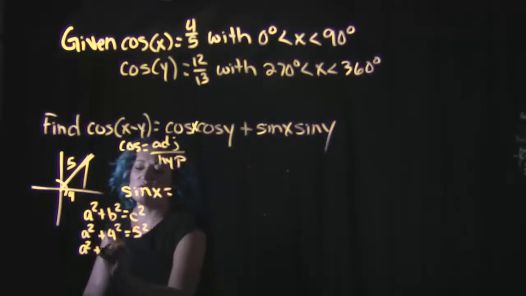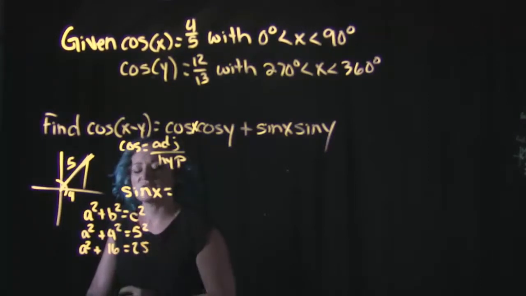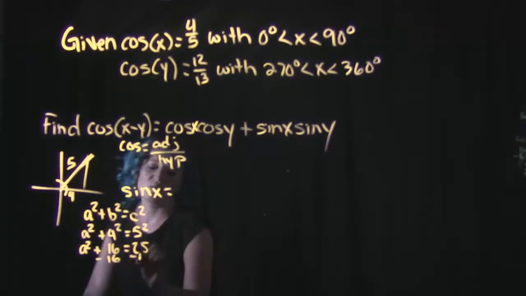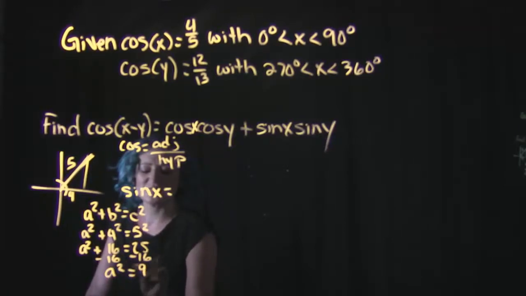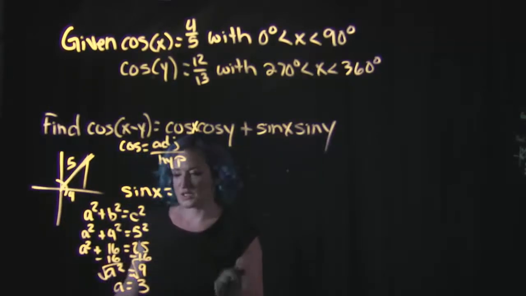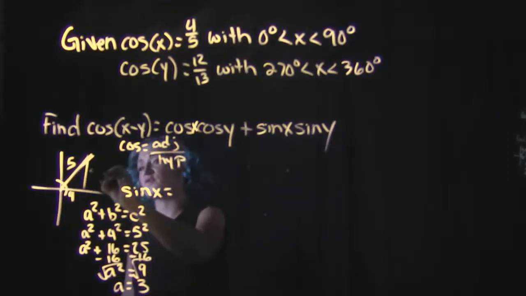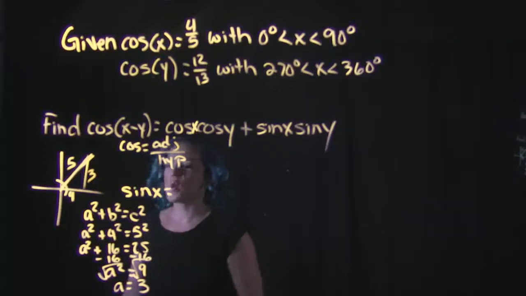Squaring everything out, 4 squared, 4 times 4 is 16. 5 squared, 5 times 5 is 25. When we subtract that 16 from both sides, we do get that a squared is equal to 9. And when we take the square root of that on both sides, we get that a is equal to 3. Remember, we know that this is in the first quadrant and everything is positive, so we do want the positive 3. So I'm going to fit that in right over there.